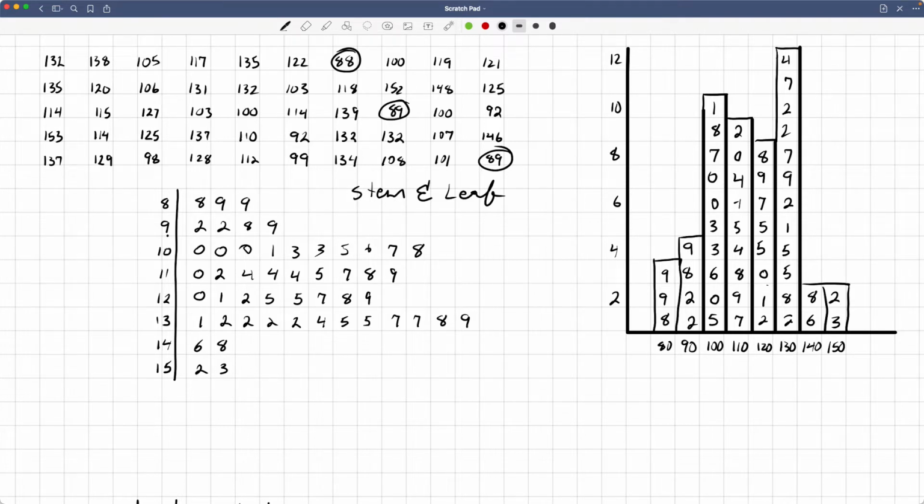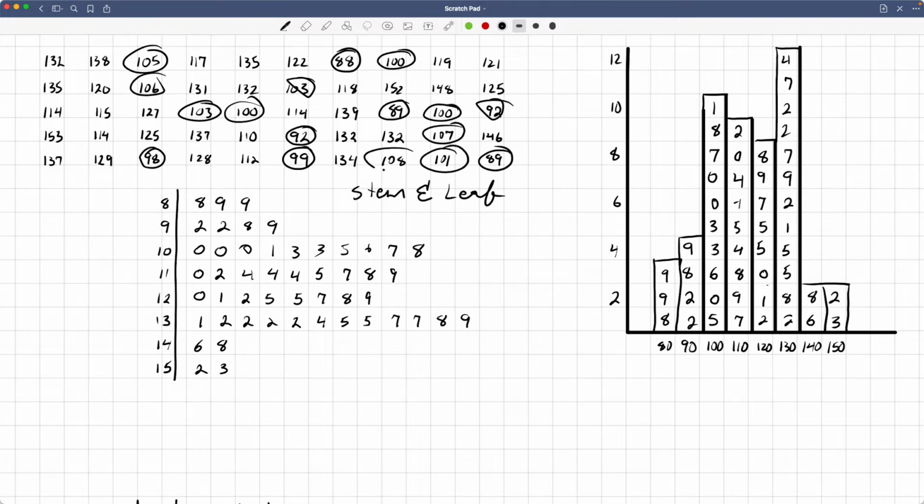So when I get to the 90s, then I'm going to start looking for the 90s values. I have a 92, I have a 99, I have a 98, I have another 92, and you just keep going until you find all of the values that fall into that tens category. So for the hundreds, I've got this one, this one, this one, this one. And I'm just looking for 100 through 109, right? So I'm not looking for all the numbers, just 100 through 109.